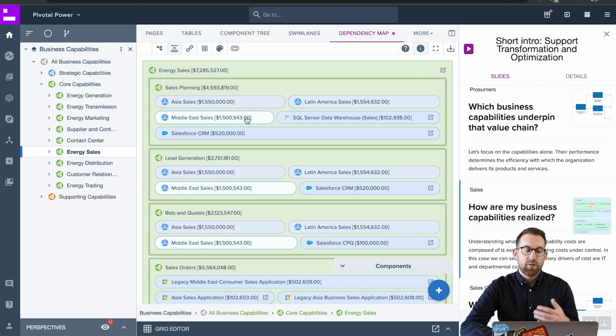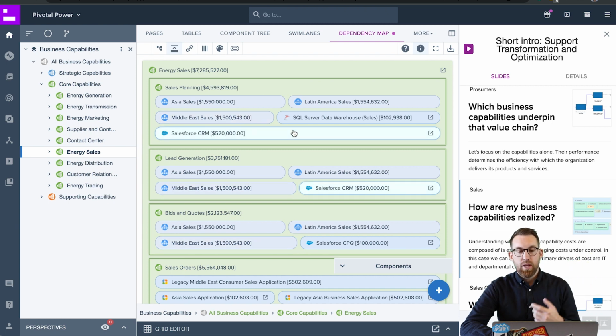On each of these, we have different attributes around cost modeling. This is actually an extension of the original meta model I showed you a moment ago, where we've added our out-of-the-box calculations for IT cost management. So what we're doing is rolling the cost up through the layers of the architecture to the capabilities.